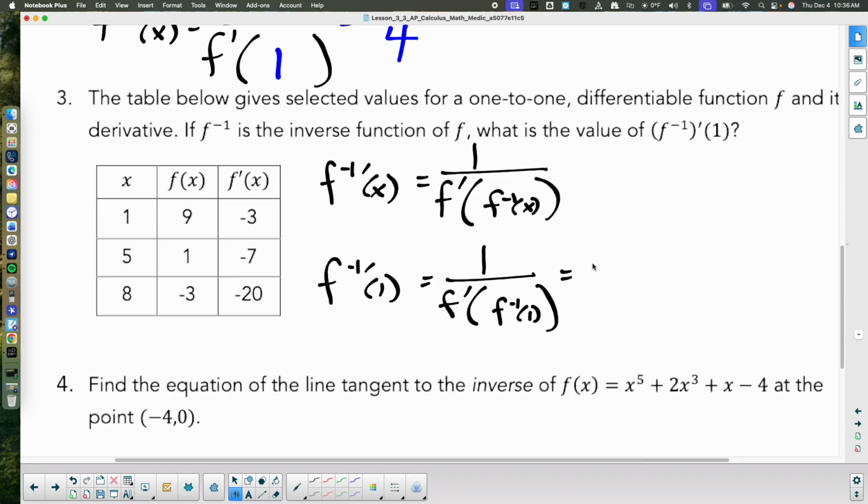Wait, are you sure it would just be 5? No, 5, that's... Oh yeah, and then that's 7. So you're like 1 over 7, but negative. Things are happening. That's the problem. Yeah, you're right.